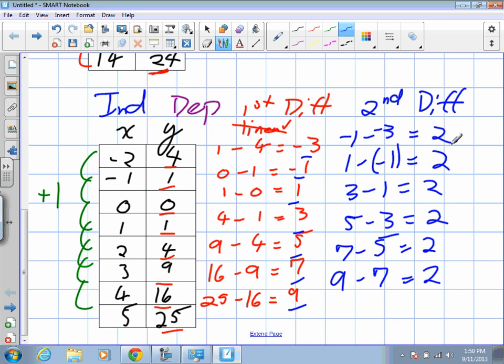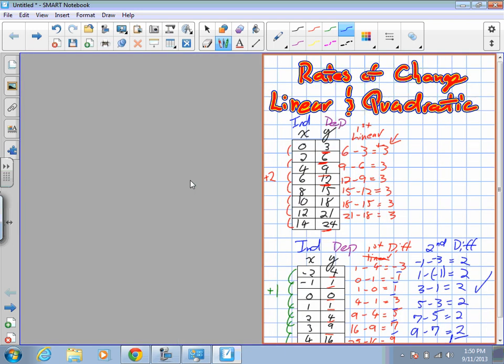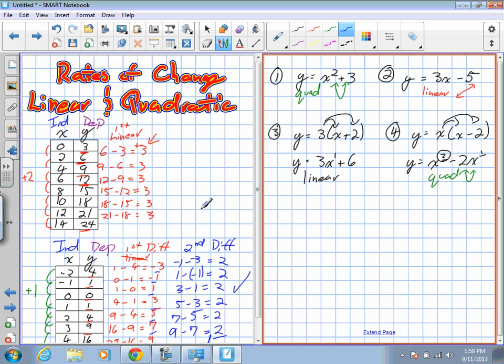So the second differences are the same. Therefore, this is a quadratic relationship. We've just discovered that by doing the second difference. Again, if they hadn't been the same, it would just tell us it's not linear, and it is not quadratic in this case. These are the two things we looked at.